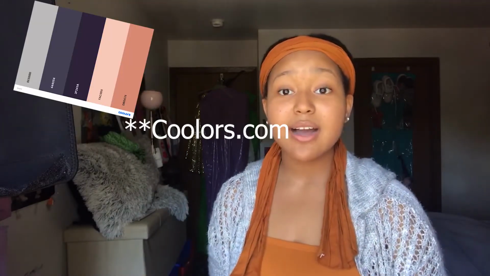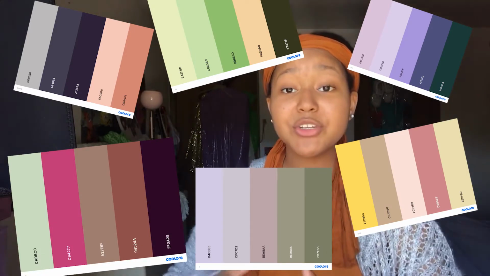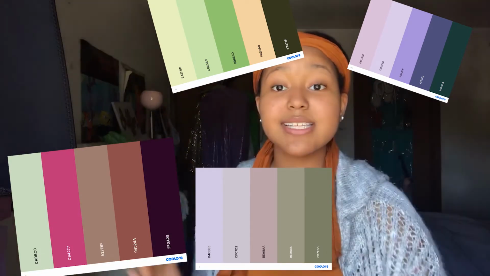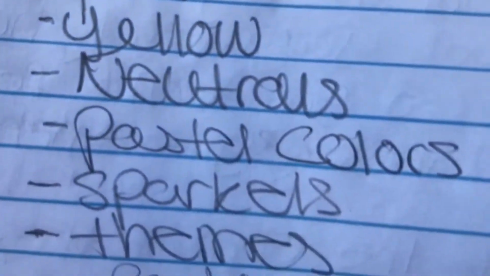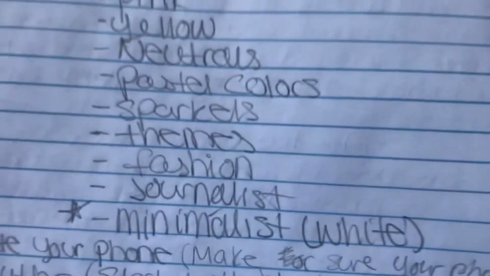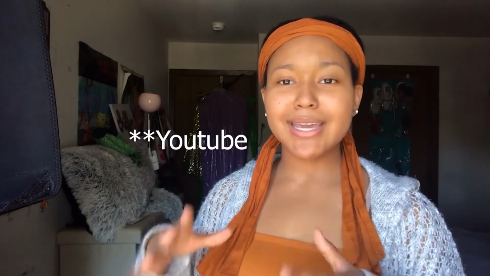I know that colors.com is also really helpful because you can do different color palettes just to see your color theme and how to stick with them. Some of the themes that I wrote down were pink, yellow, neutrals, pastel colors, sparkles, themes, fashion, journalists, and minimalistic. There are also quite a few tests on Instagram where you answer questions A, B, C, D, E, F, G, H, I, and see which aesthetic you may come out to be by the pictures they put on the screen and how many letters you get in the end, you know.